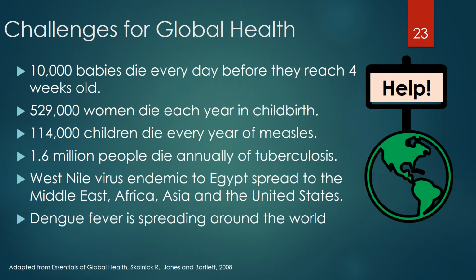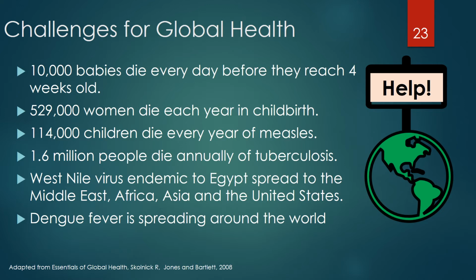Even though there has been some progress toward global health goals, there are still many challenges. These next few slides include a few select examples. 10,000 babies die every day before they reach 4 weeks old. 529,000 women die each year in childbirth. As previously mentioned, 114,000 children die every year of measles. 1.6 million people die annually of tuberculosis.